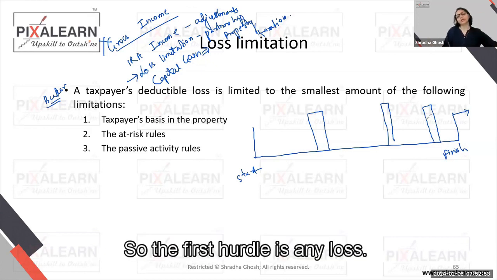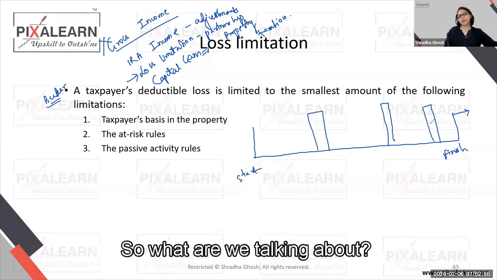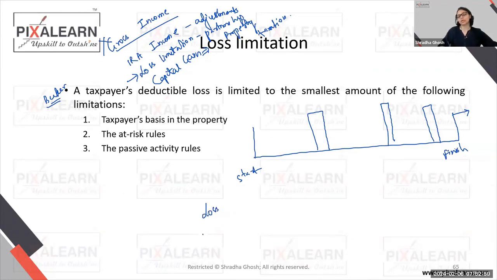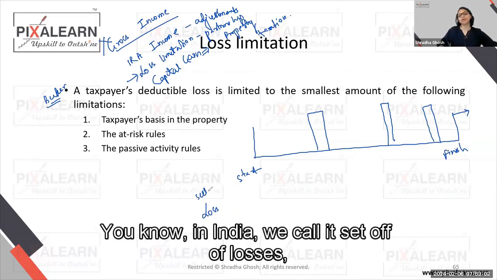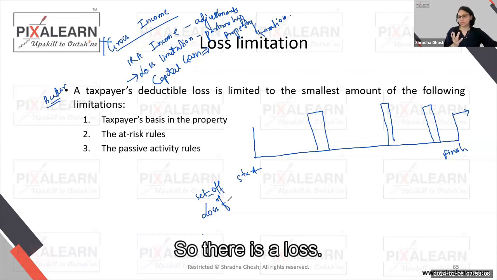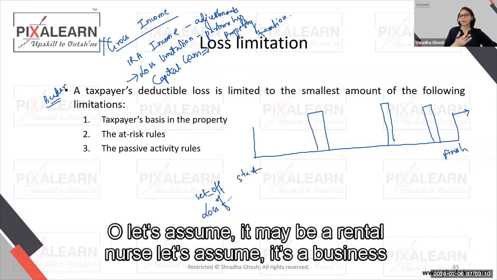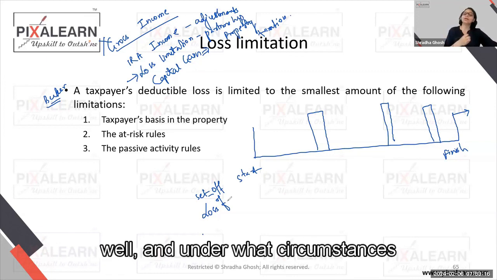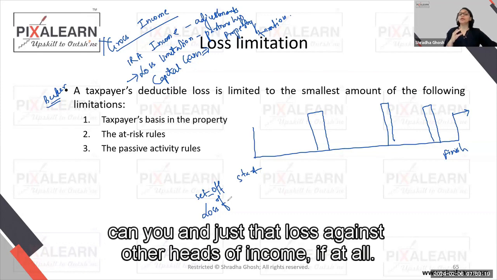So the first hurdle is any loss. So what are we talking about? We're talking about a situation which is loss set off rules. In India, we call it set off of losses. So there is a loss. Let's assume it may be a rental loss, let's assume it's a business loss, any kind of loss that you suffer. When and under what circumstances can you adjust that loss against other heads of income, if at all?